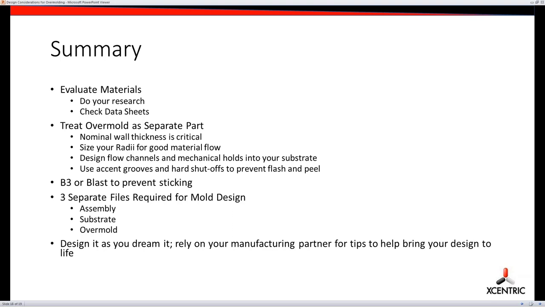For sticking issues, we do a B3 finish and maybe a slight vapor blast, maybe a light blast on that. That'll keep the part from sticking. And again, like John said, you need your three separate files to do a quote. Your main assembly file with everything in place with different bodies, obviously, and separate files for both the substrate and a separate file for the overmold.